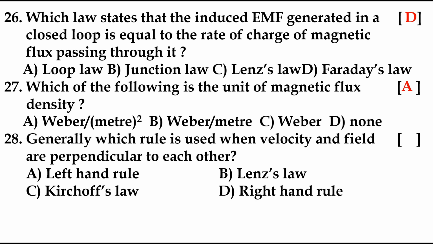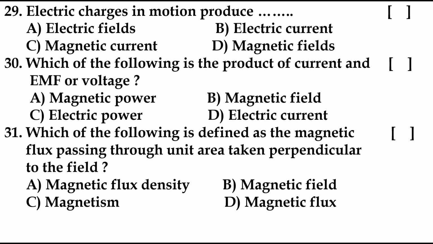28. Generally, which rule is used when velocity and field are perpendicular to each other? A. Left hand rule. B. Lenz law. C. Kirchhoff's law. D. Right hand rule. Option D correct. That is right hand rule.